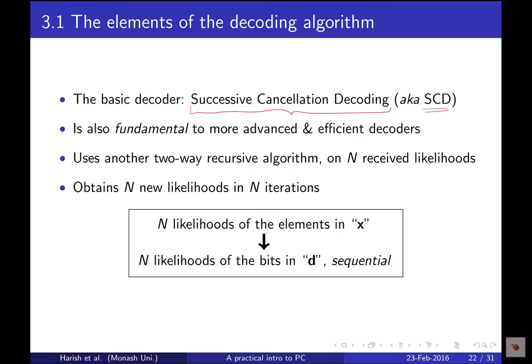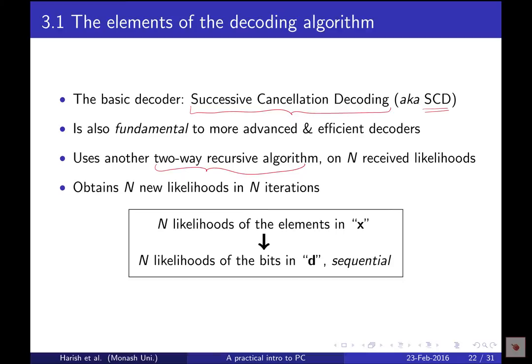So this is also a two-way recursive algorithm. I may not have said it very clearly, but the encoding can also be represented as a two-way recursive algorithm, because at every step there is a recursion going on as a Kronecker product with the same matrix. Code construction is already explained in the form of a simple recursive algorithm, and even the decoder is also a recursive algorithm if you carefully observe. So it's a two-way recursive algorithm again.